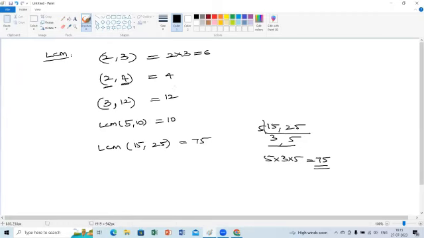What is the traditional method to find the LCM? This is the method. If you don't know any method, you can go with this method. Suppose I'm asking the LCM of 45 and 30. What is the LCM of 45 and 30?